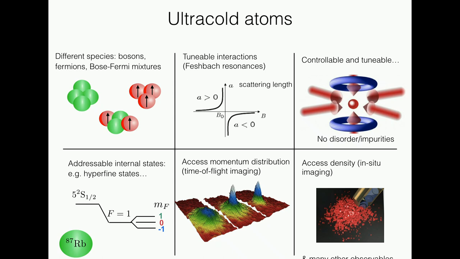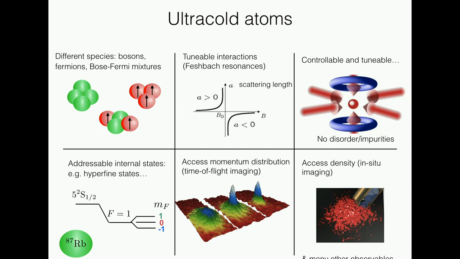Another point is that these are very controllable systems. As we see in the next few slides, we're going to use lasers to control the different geometry of how we trap the atoms, very much like we were hearing about with the ion experiments as well earlier today. Another thing that we heard about already is that the great thing about using these atoms or ions is that we have addressable internal states. And in particular, the hyperfine states of atoms give us a wonderful manifold of states that we can try and play with and tune, which will be very important when we're trying to simulate artificial gauge fields.